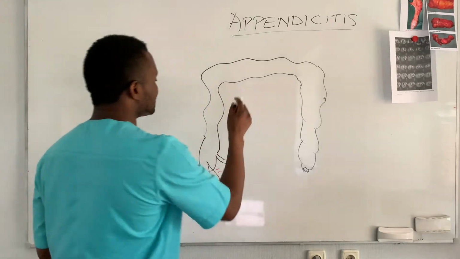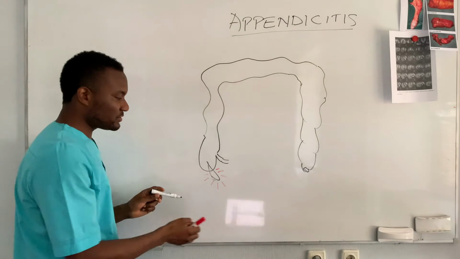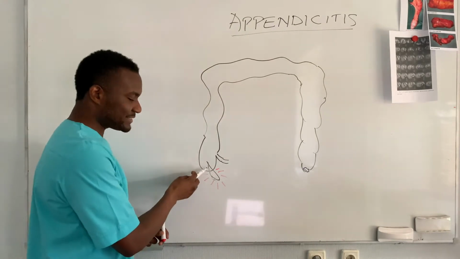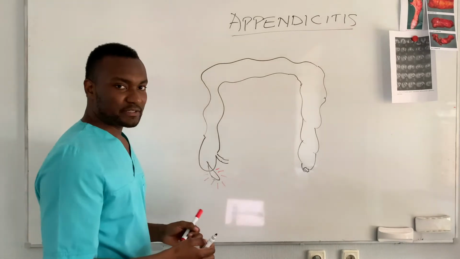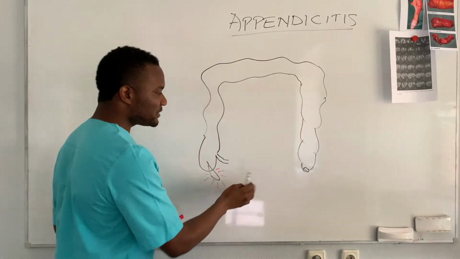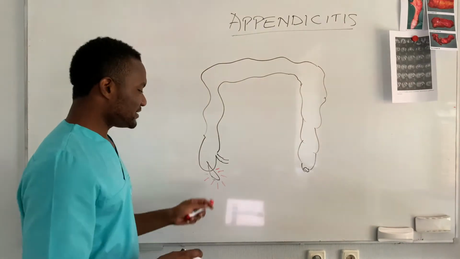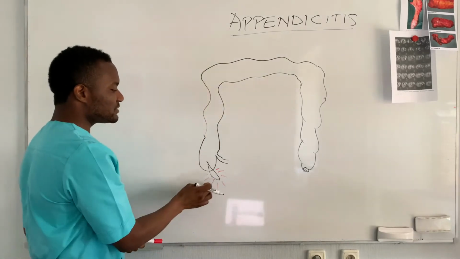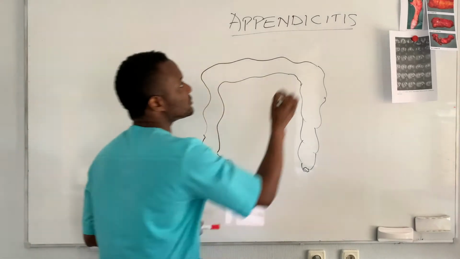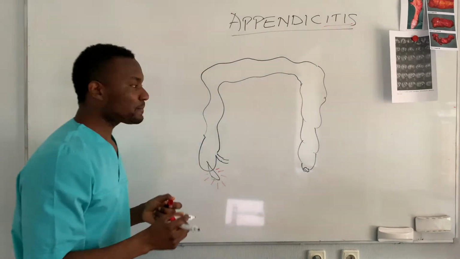So, what is appendicitis? Appendicitis is the inflammation of the appendix, and as you know, the appendix is a hollow organ that is attached to the cecum. So, this positioning of the appendix can be retrocecal, it can be pelvic, but it doesn't matter for this lecture. What's more important is the inflammation of this appendix. So appendicitis, the inflammation of appendix. As you know, itis in Latin means inflammation.